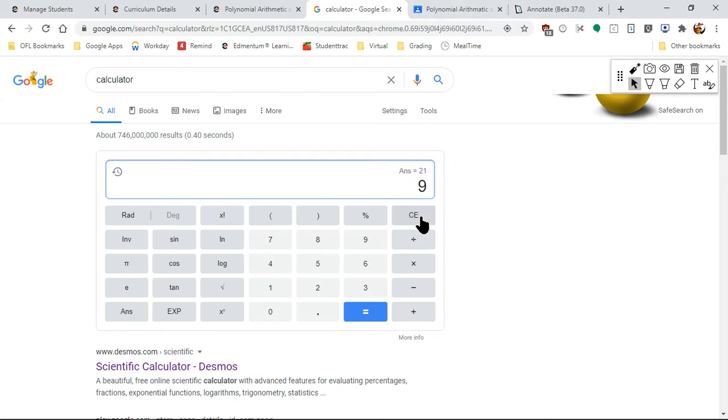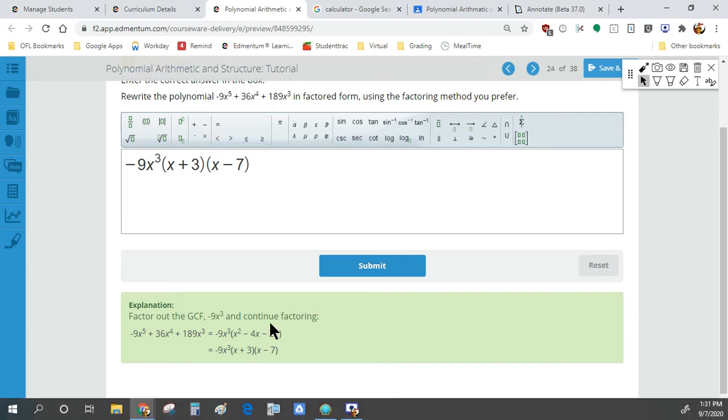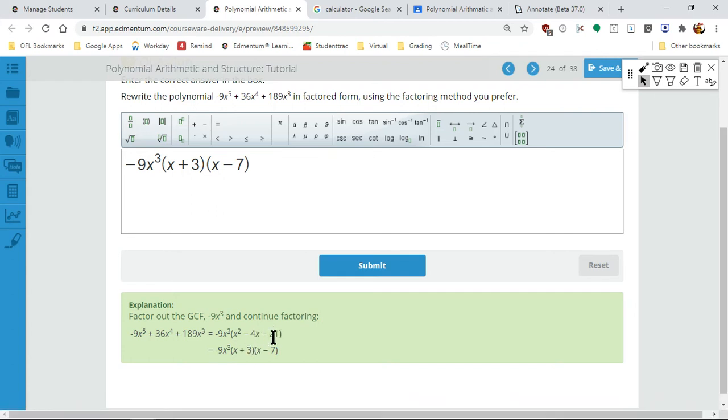I could have also seen that they're all divisible by 3, but the greatest common factor was 9. So always try to factor out this front number. Even the negative. In math, we usually don't like negatives, so always at least factor out that negative. So then from there, we get this right here.